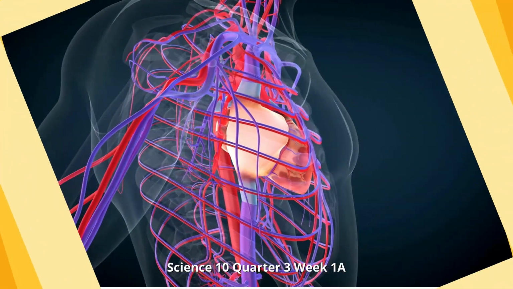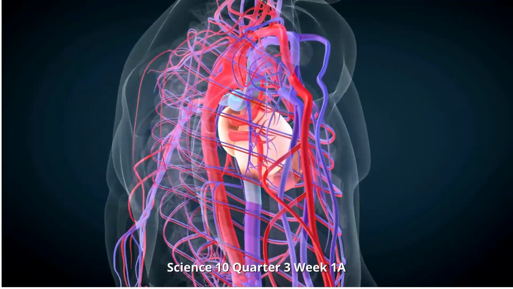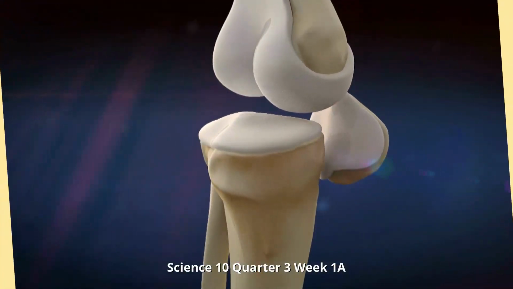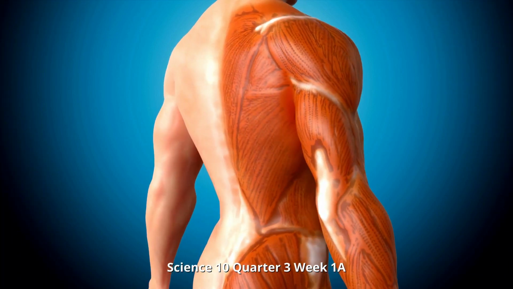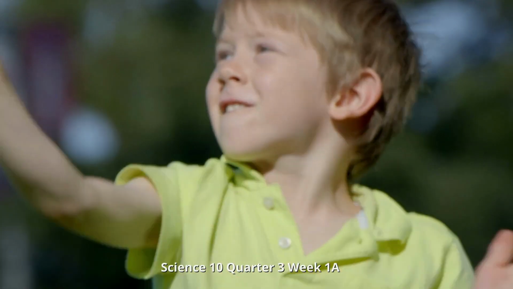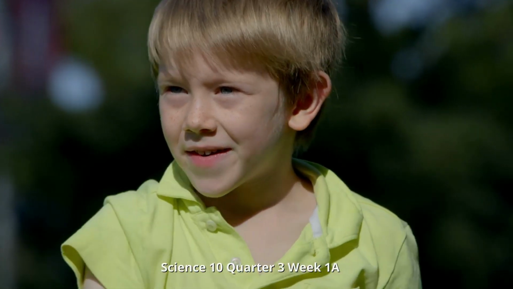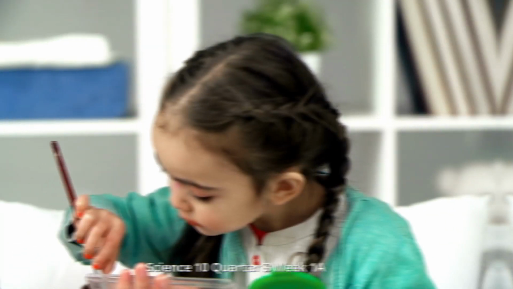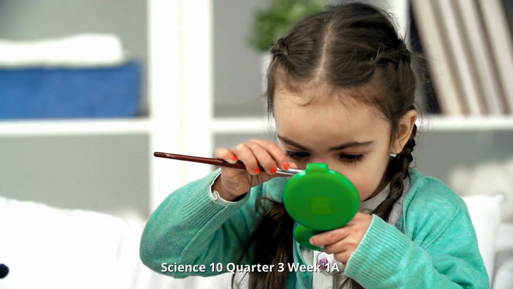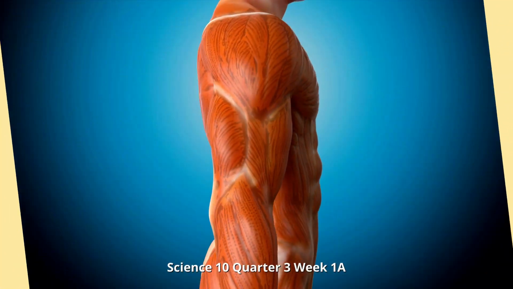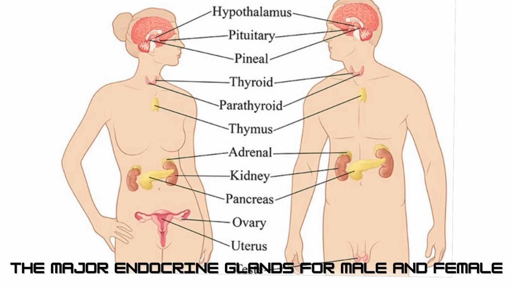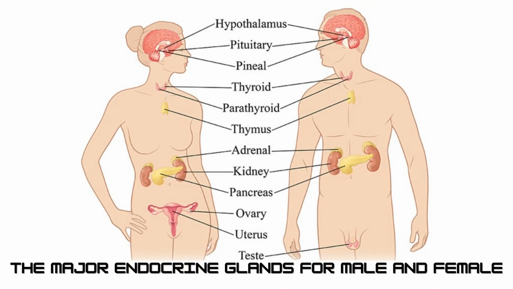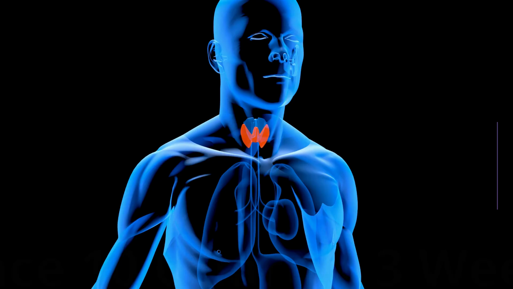The endocrine system influences how your heart beats, how your bones and tissues grow, even your ability to make a baby. It plays a vital role in whether you develop diabetes, thyroid disease, growth disorders, sexual dysfunction, and a host of other hormone-related disorders. This figure shows the location of major endocrine glands for male and female respectively.